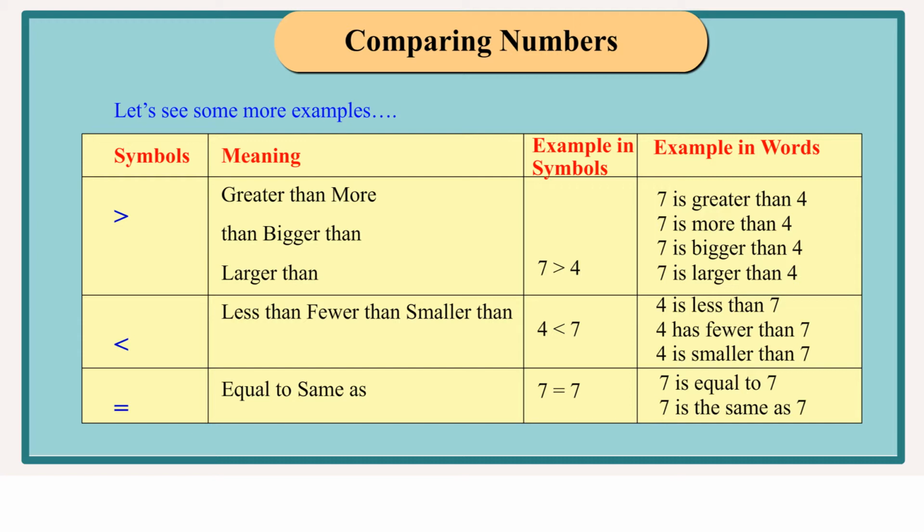Less than, fewer than, smaller than. 4 is less than 7. 4 has fewer than 7. 4 is smaller than 7. Equal to, same as. 7 is equal to 7. 7 is the same as 7.